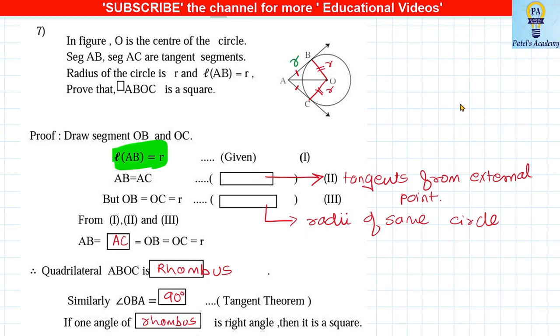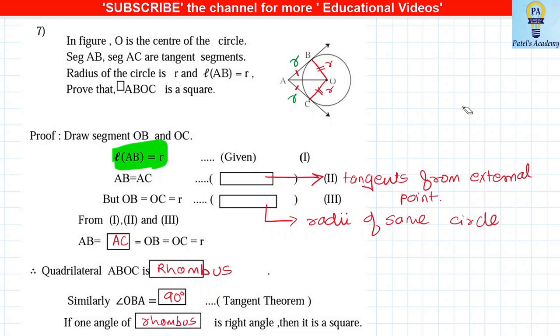So if AB is R, is AC also R? Yes. So in this quadrilateral, I have all sides equal, AB, AC, CO and BO, all sides equal. If all sides are equal, what is that quadrilateral? That quadrilateral is a rhombus, not a square, students. Remember that when all sides are equal, it is a rhombus.